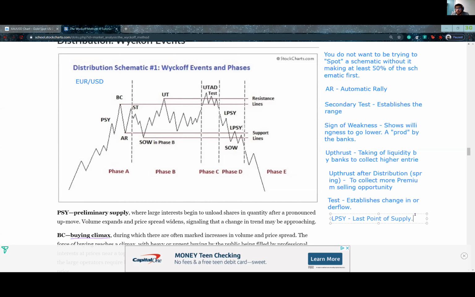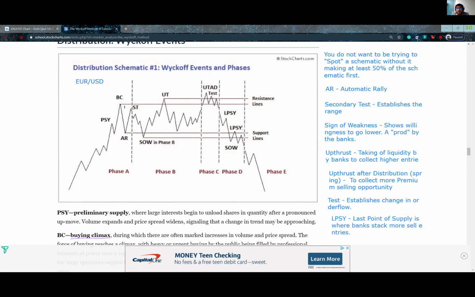So the last point of supply is where banks stack more entries. It's the last point of supply. It's the last point where banks, like, it's the last point before the drop off, basically. It's the last point before the drop off.